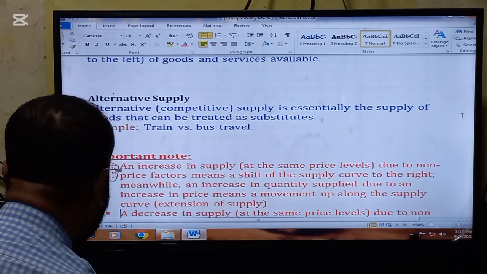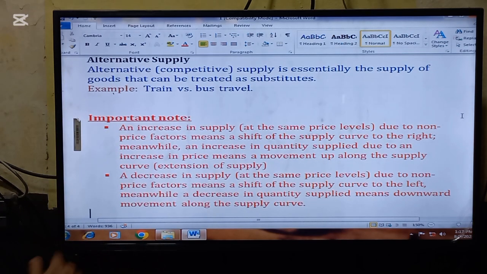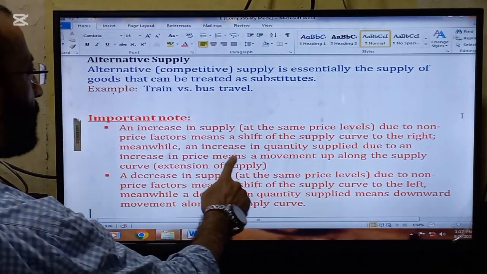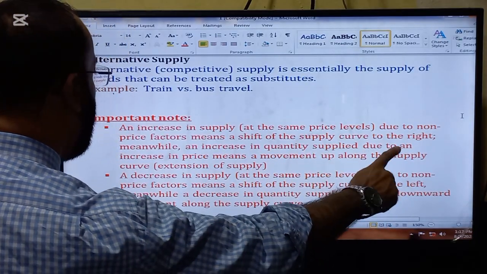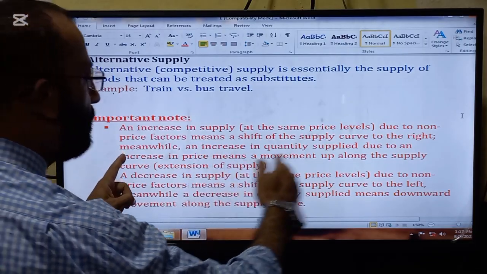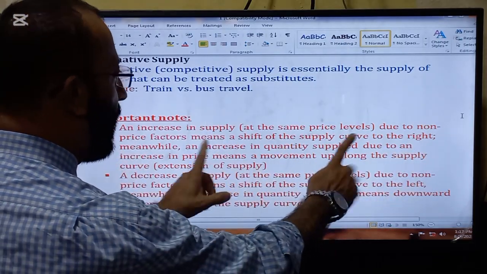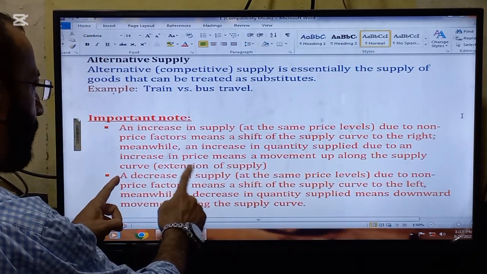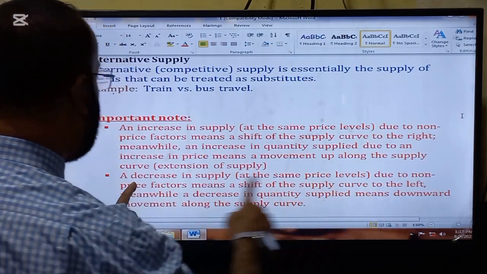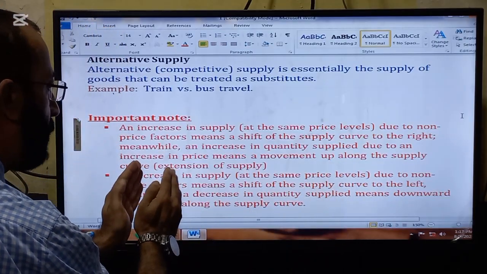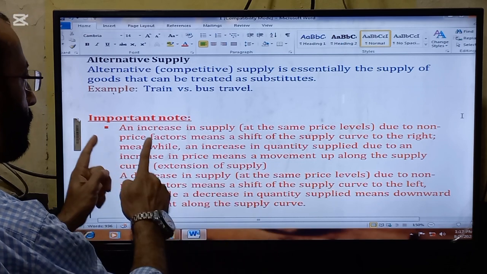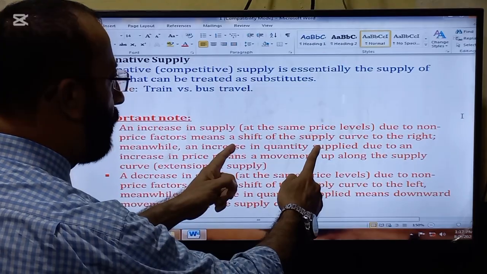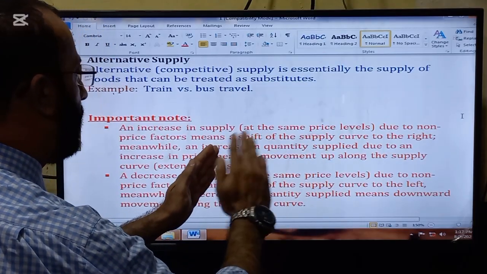Okay, finally, we are going to read some important notes. An increase in supply at the same price levels due to non-price factors means a shift of the supply curve to the right. So an increase in supply will shift the supply curve to the right, other than the price levels. Meanwhile, an increase in the quantity supplied due to an increase in the price means a movement up along the supply curve. So if price is involved, there will be a movement along this supply curve. And if non-price determinants are involved, there will be a shift in the supply curve.